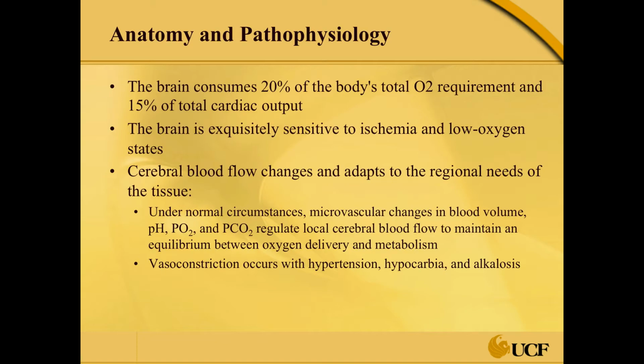So the brain consumes about 20% of our total body output for O2 and about 15% of total cardiac output. The brain is exquisitely sensitive to ischemia and low oxygen states, and cerebral blood flow changes and adapts to the regional needs of the tissue. Under normal circumstances, microvascular changes in blood volume, pH, PO2, and PCO2 all regulate cerebral blood flow and really maintain us at an equilibrium between our oxygen delivery and the metabolism within the tissue.